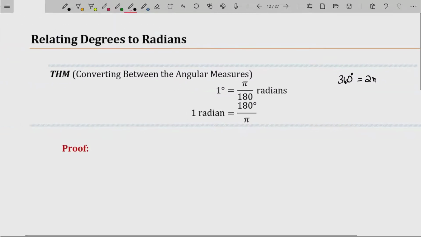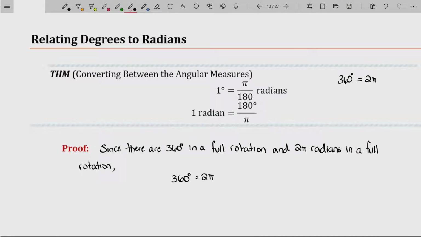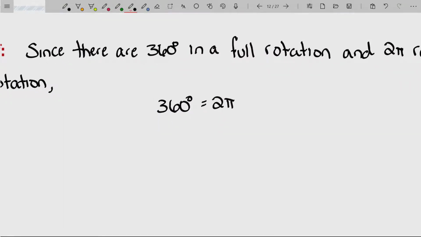And in fact, that begins the proof. Since there are 360 degrees in a full rotation and 2 pi radians in a full rotation, 360 degrees must be the same as 2 pi. And remember from the previous lecture, radians, you don't write the units. That's a unitless notation. If you divide both sides by 2 pi, then you'll get the following. 360 degrees over 2 pi is equal to 1. In this case, we know we're talking about angles, so that 1 means 1 radian.